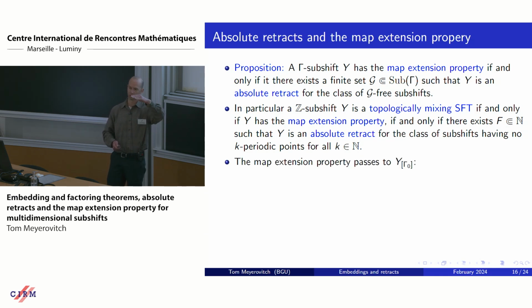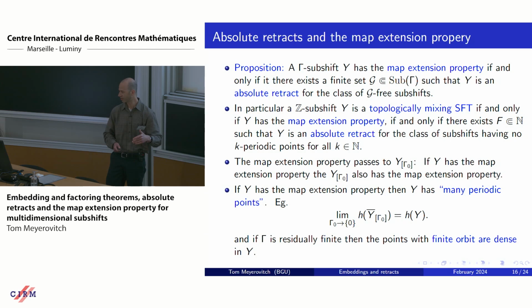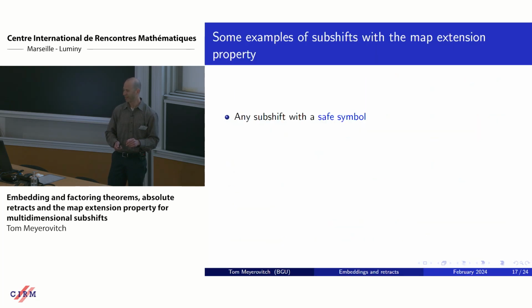If you look at the quotients by fixed points, this property persists. And it guarantees that you have many periodic points in many ways that I will not fully say, but for example, the periodic points recover the entropy, and they are dense, and more than that, at least for the class of groups that I'm considering. And there are also many natural examples, some are obvious, some are less, that have it. For example, any full shift, any subshift with a safe symbol.